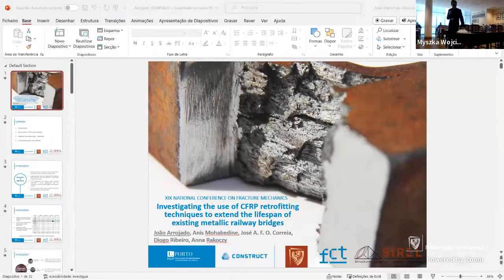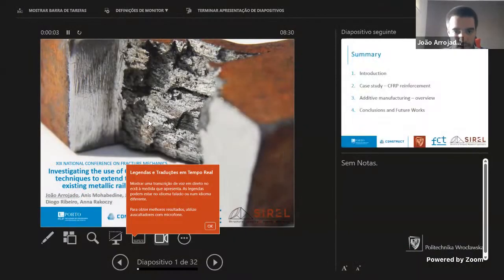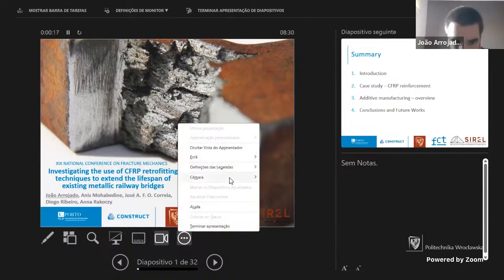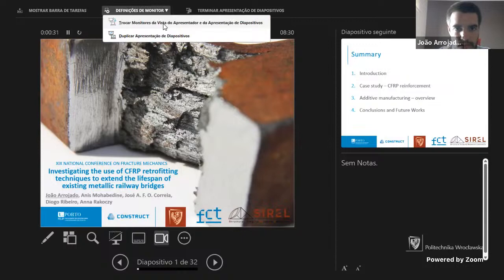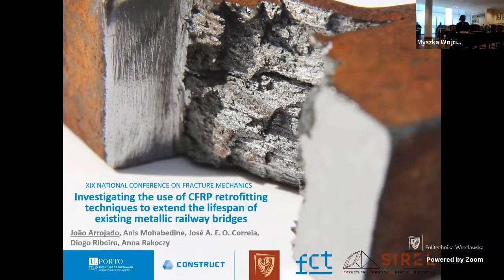Can you see my screen? Yes. But at the moment we see your presenter mode. Yes, I'm trying to change it. Okay, now I think everything is fine. Yes, now it works.